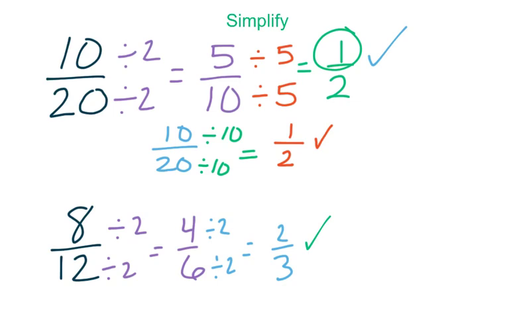What's another way that I could do this, though, with 8/12? Something else that 8 and 12 have in common, other than the fact that they're both even, is they're both divisible by 4. So I could divide my numerator and denominator by 4, and I would end up with 2/3 as well. It's just another way that we can work these problems out.